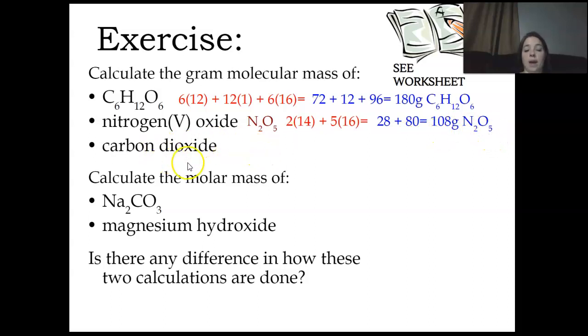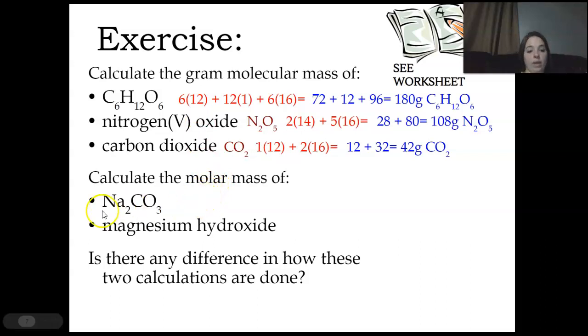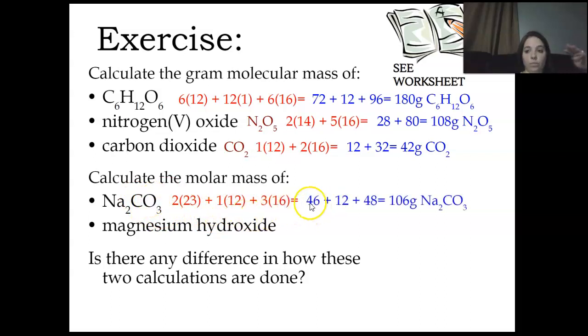All right, carbon dioxide, CO2. Again, you use the same formula. You should get 44 grams of carbon dioxide. So that was the gram molecular mass. Now I just want to do the molar mass of sodium carbonate. All you have to do, 2 times that, 1 times the carbon, 3 times the oxygen. You multiply it out, add it all together, 106 grams per sodium carbonate.